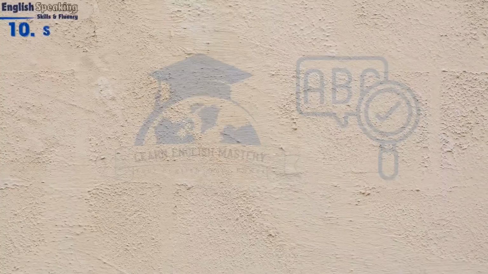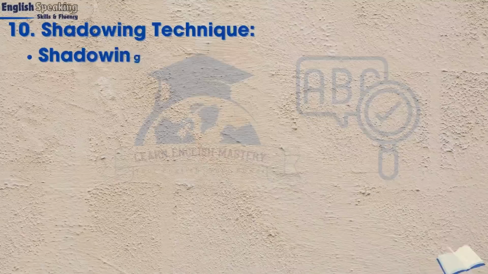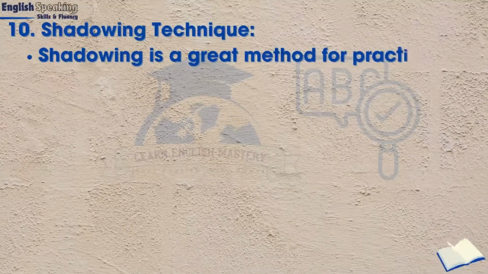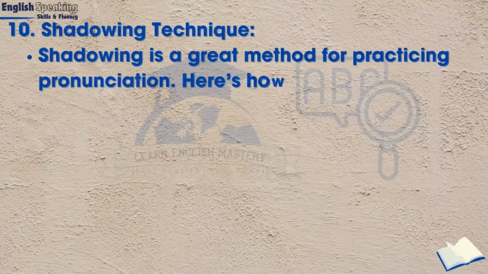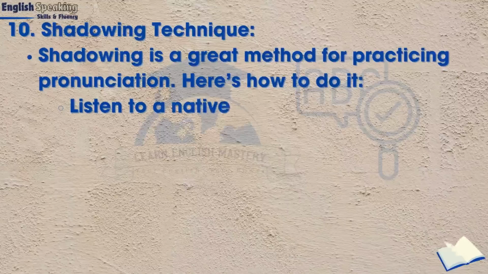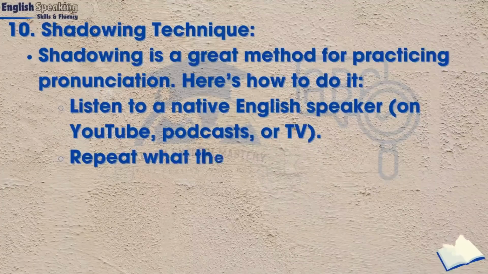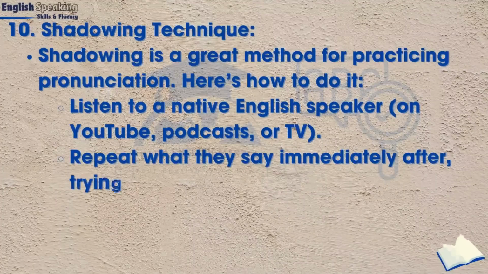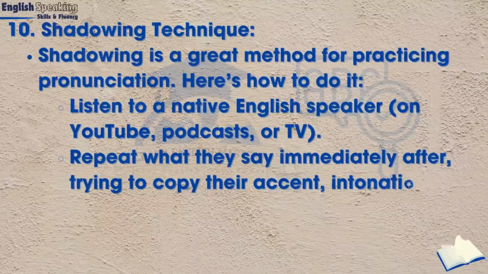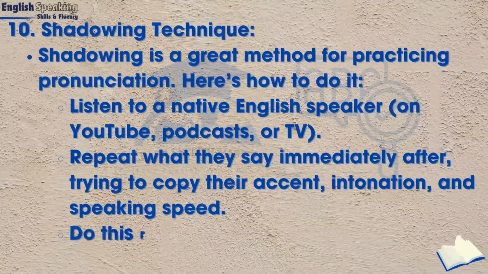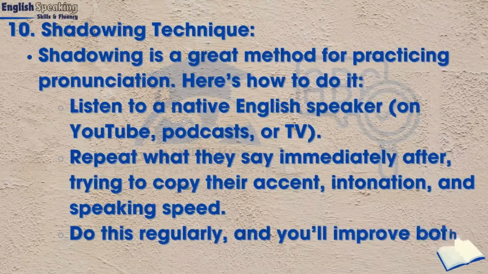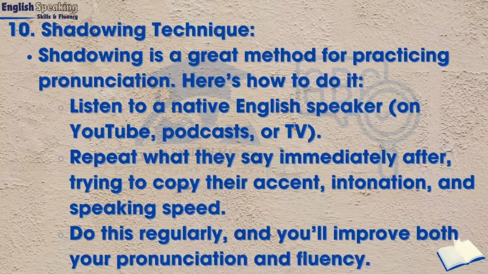10. Shadowing technique. Shadowing is a great method for practicing pronunciation. Here's how to do it. Listen to a native English speaker, on YouTube, podcasts, or TV. Repeat what they say immediately after, trying to copy their accent, intonation, and speaking speed. Do this regularly, and you'll improve both your pronunciation and fluency.